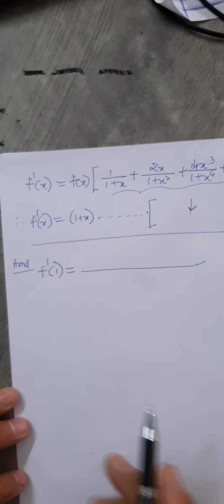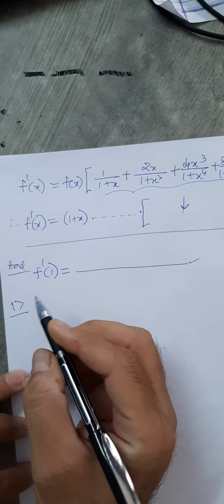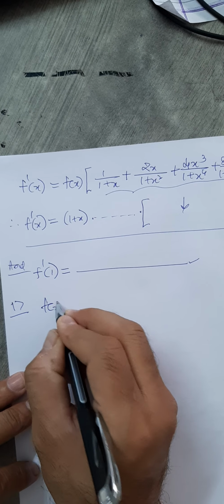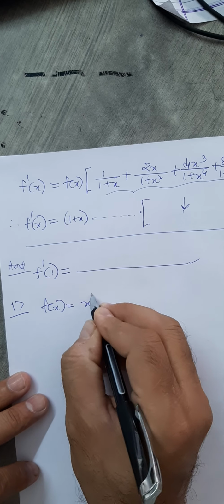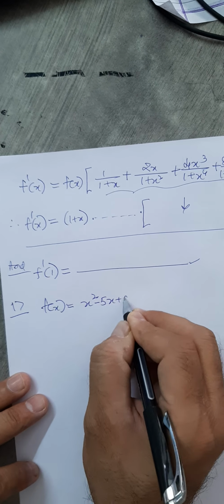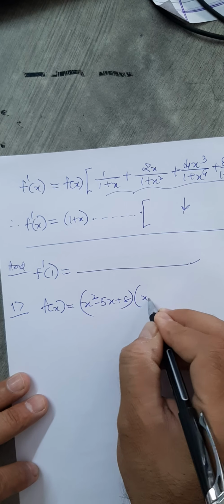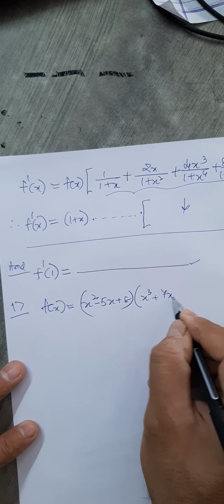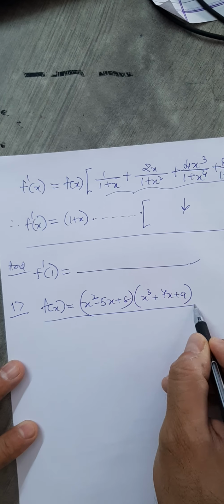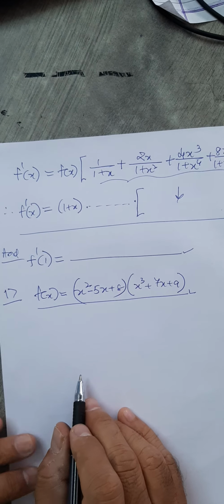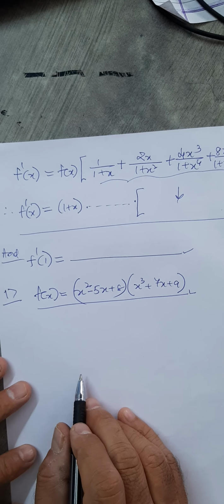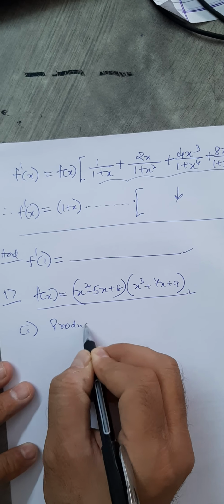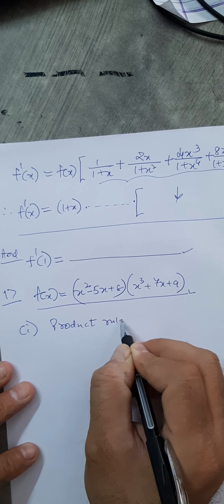Question number 17. You are given one function here, let me call that f(x) for example. That's a product of these two, x squared minus 5x plus 8 into x cubed plus 7x plus 9. Now here you are asked to find the derivative in three different ways. First by product rule. So I'll be doing it by product rule. You can do each of these three ways very easily.